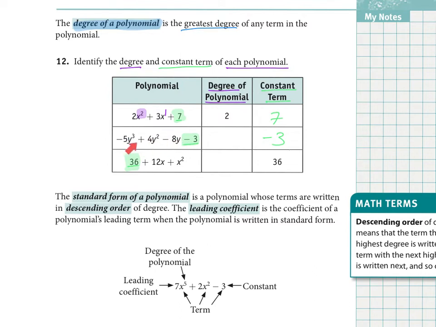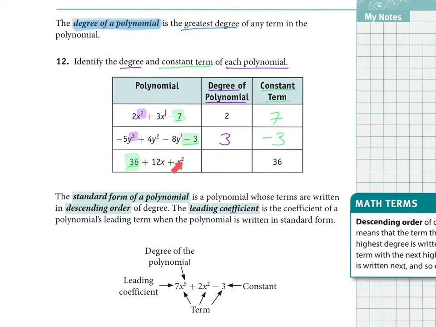Looking at our next polynomial, right? So we have 3, 2, and then technically, remember, we have a 1 there. And kind of like what we talked about before, there's a 0 degree right here for the y. But the largest exponent is going to be 3. So the degree of our polynomial is 3.